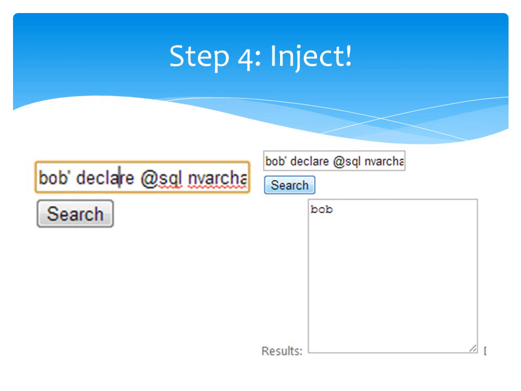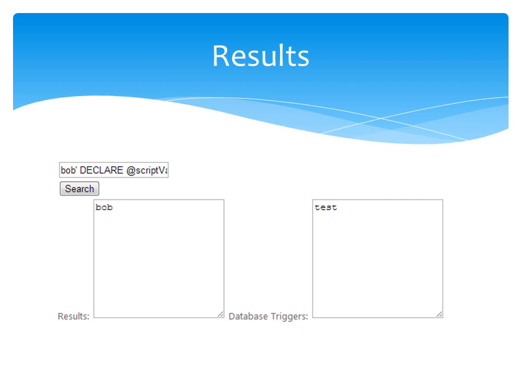And so here we go, Bob declare add SQL and varchar. And as we see, well, it returned Bob. There were no errors. Hopefully it executed correctly. And as we see, we do in fact have a database trigger test. I set up this window so that it would automatically list any database triggers that were on the database. And we now have tests.